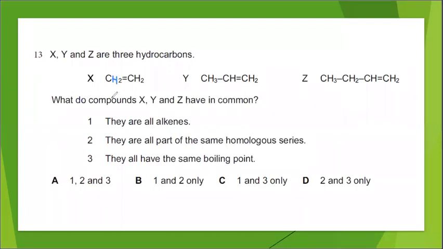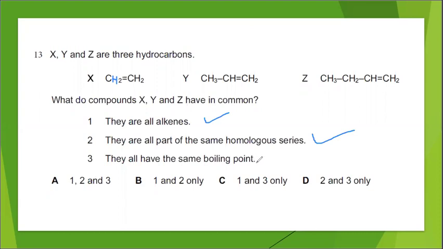They all have a double bond. That's the thing. So are they alkenes? Yes, they are all alkenes. The next question they ask is whether they are all part of the same homologous series. Yes, they are all part of the same homologous series because they are all alkenes. So 1 is correct, 2 is correct.